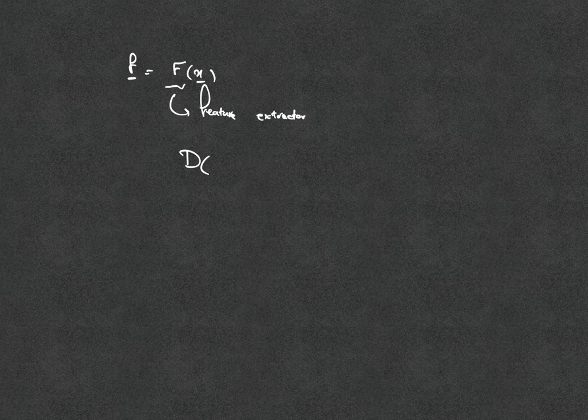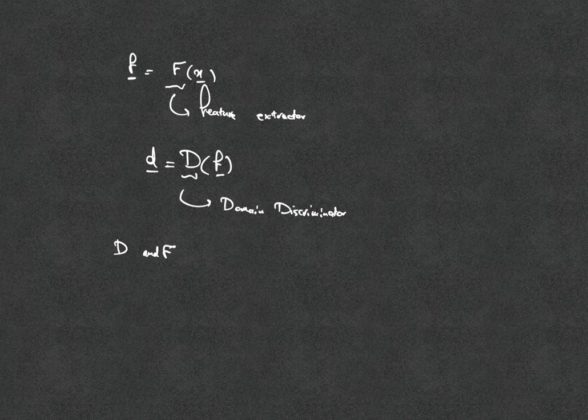Then you also have the domain discriminator, which takes the features and gives us D. Now, in the context of adversarial training, D and F are going to form a two-player min-max game. D is going to be focused on distinguishing the source and target. F is going to be trained simultaneously to confuse D. This is the traditional approach.